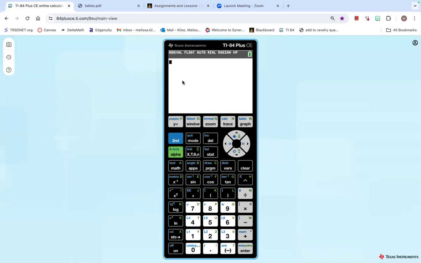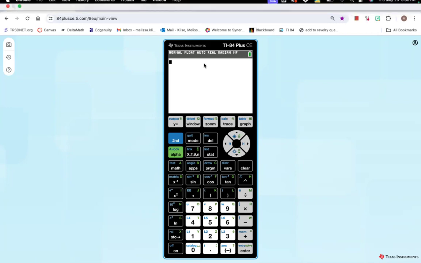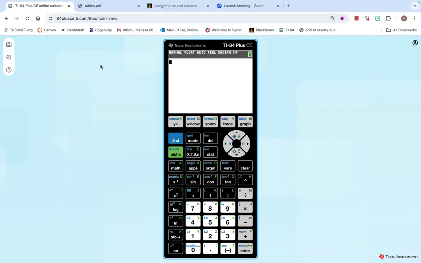We might use the calculator. I'm wondering if I can give permission for my other computer to share, but I don't think it's going to let me log into the calculator. Okay. I'm going to refresh the calculator. We'll see what happens.